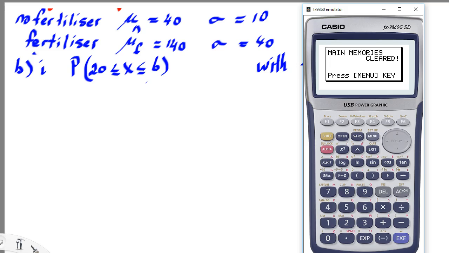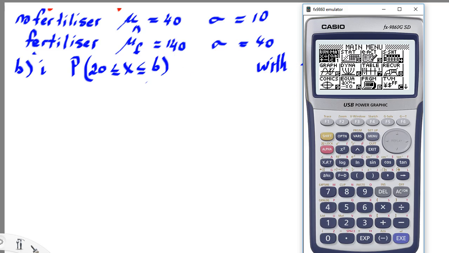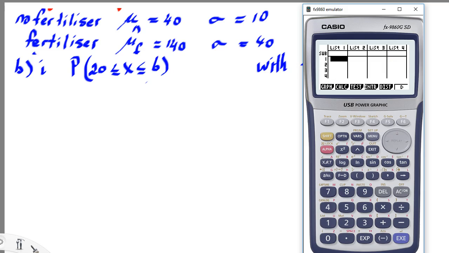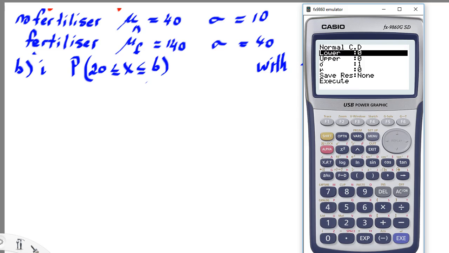Part B swaps the order of asking the question. So part B is looking for the probability that the radish is between 20 and 60 grams with fertiliser first. So with fertiliser, the mean is 140. If you go to the statistics part of your calculator, we're looking at the distribution. It's a normal distribution. We're adding the probabilities together, so it's cumulative. The lower limit this time is 20. The upper limit is 60.